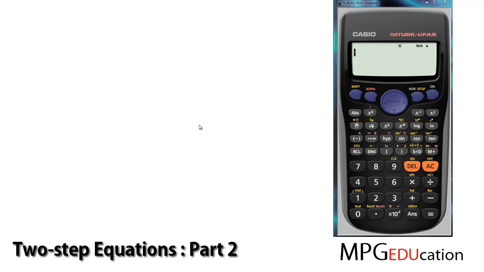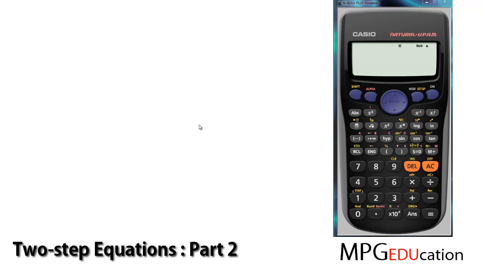This tutorial on solving two-step equations. In this tutorial I'm going to go through three standard examples to show you the steps, improve on what we did in part one, and show you the steps in order to solve three relatively straightforward two-step linear equations.